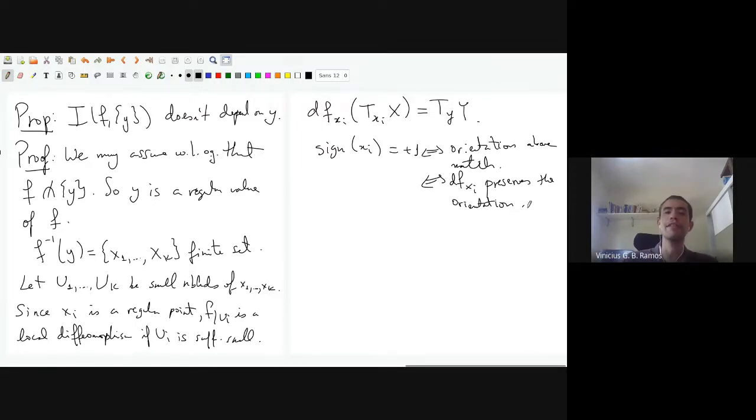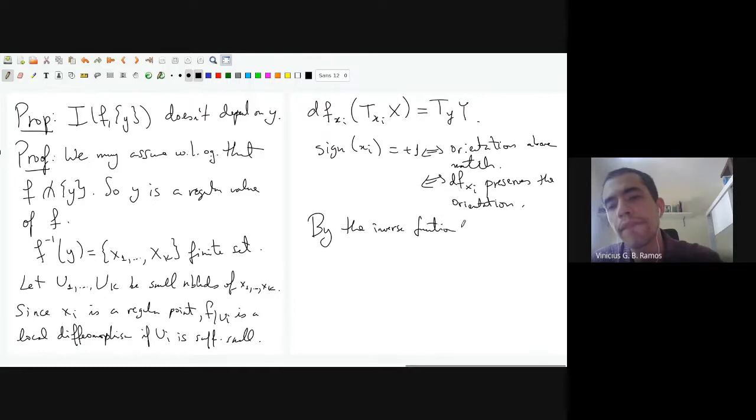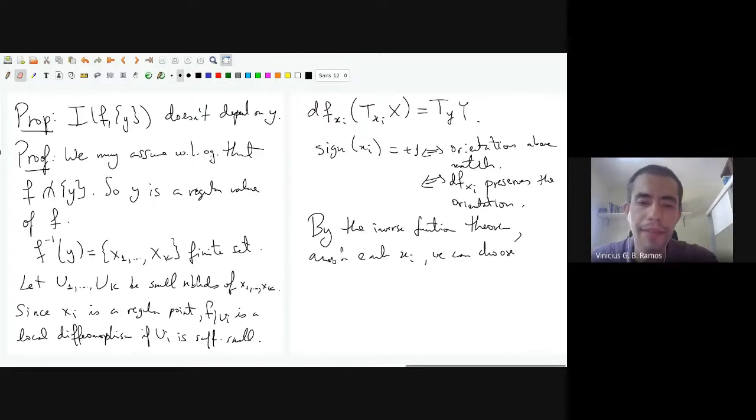Okay, so now we're really going to use the inverse function theorem in the following way. By the inverse function theorem, you can always choose charts so that for each xi, we can choose charts around xi and y.